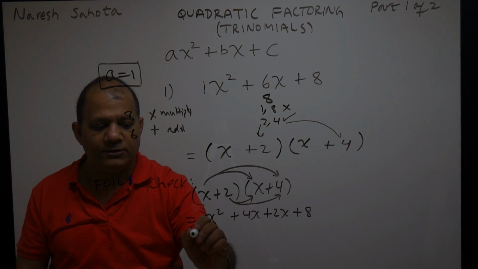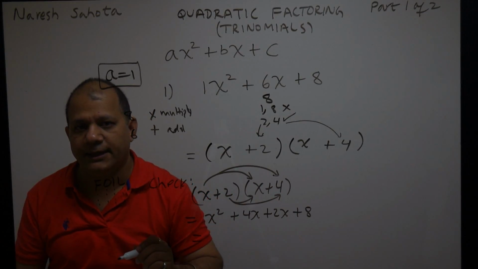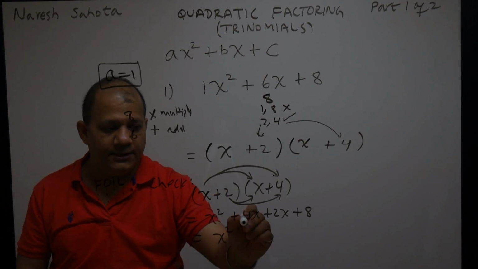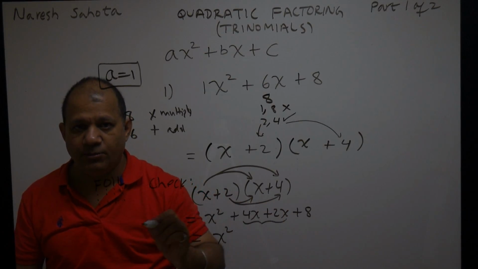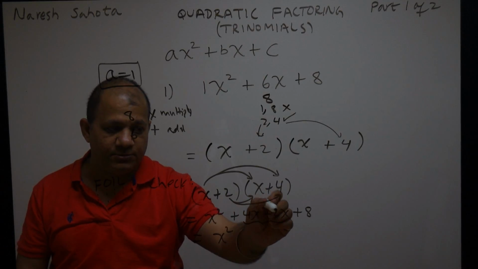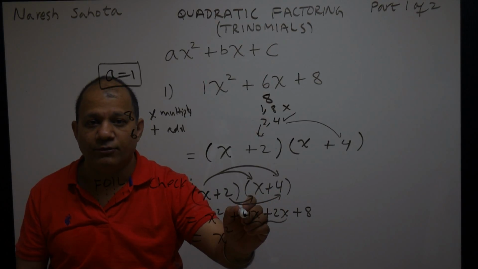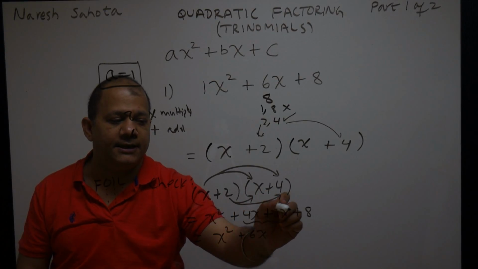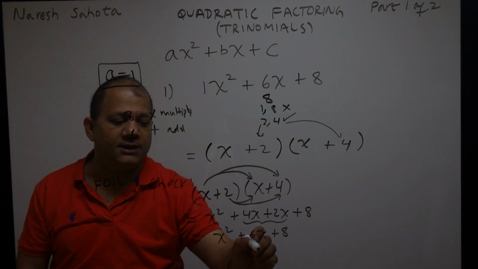So we multiplied it out, and now what we want to do is collect like terms. So x squared, there's only one, so copy. These two terms are alike because they're both x terms. So 4x plus 2x, so you simply add their coefficients. 4 plus 2 is 6, so that is 6x. And then copy the last term, plus 8.